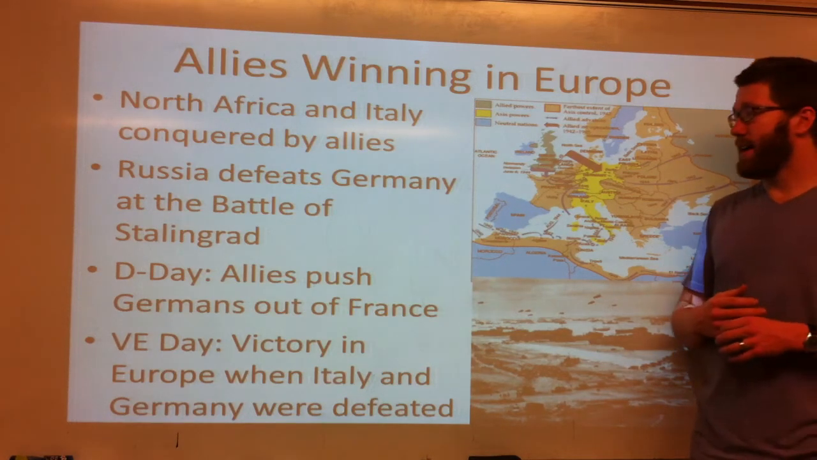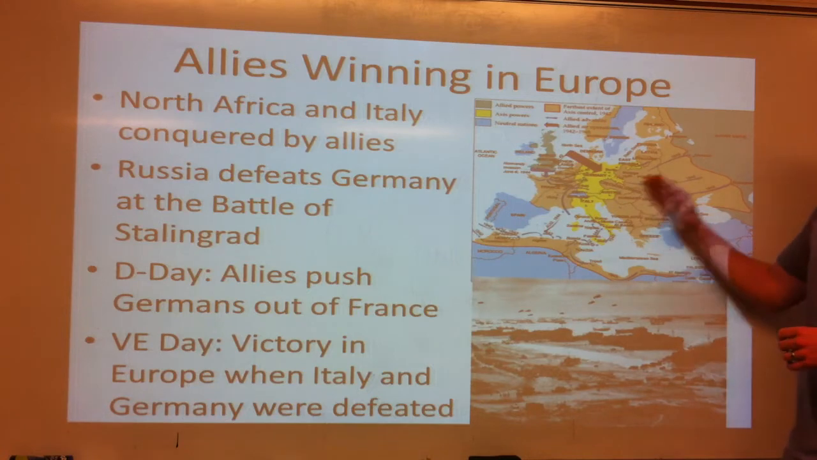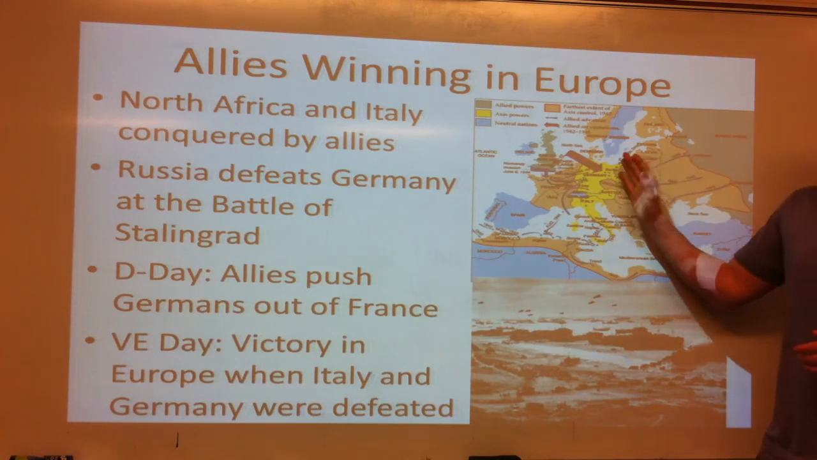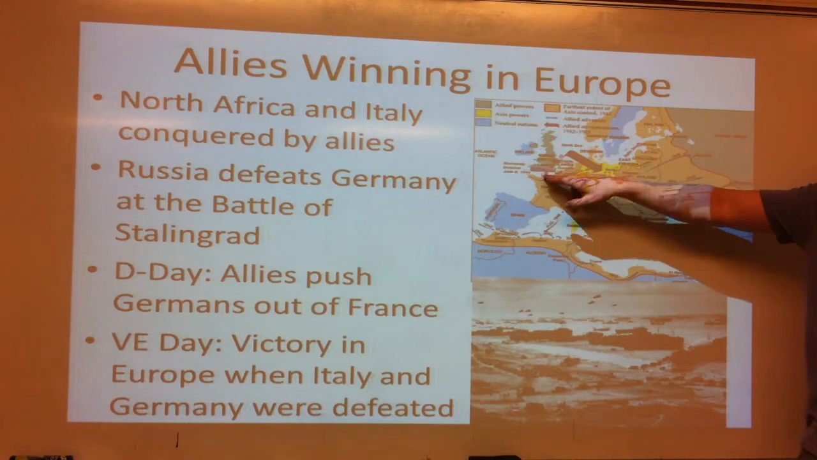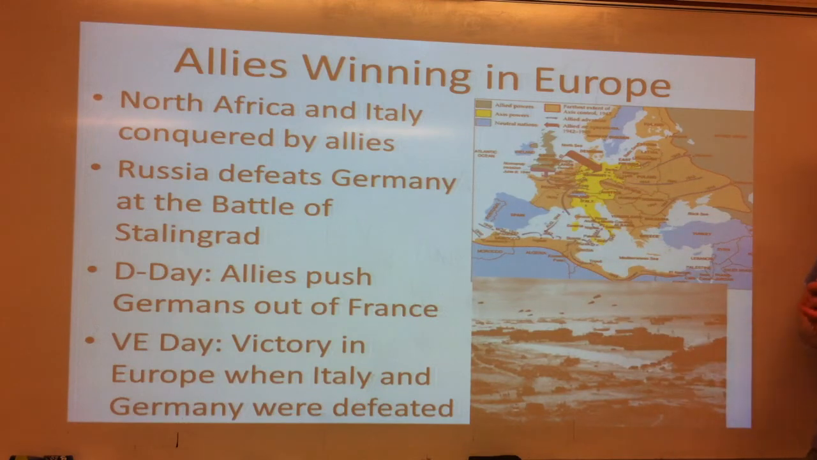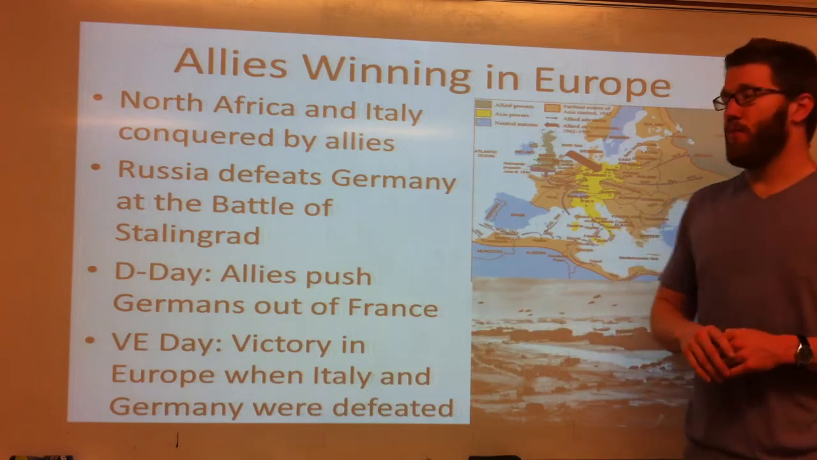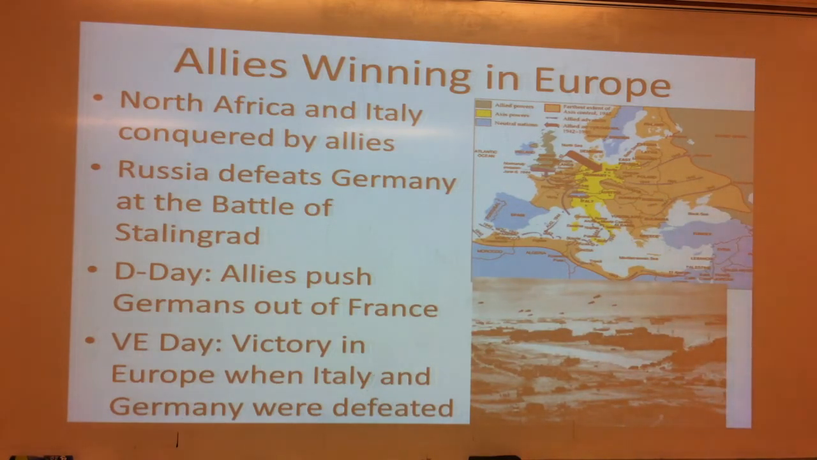North Africa and Italy are taken by the Allies. Russia is going to defeat Germany in the very decisive Battle of Stalingrad, which stops the German attack into the USSR and starts pushing them back to Germany. D-Day is when the Allied forces storm the beaches of France and sort of liberate France from German control. And then finally, VE Day, which stands for Victory in Europe, is when Italy and Germany are completely defeated.